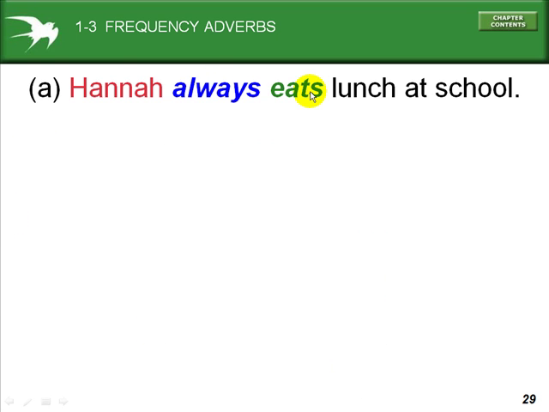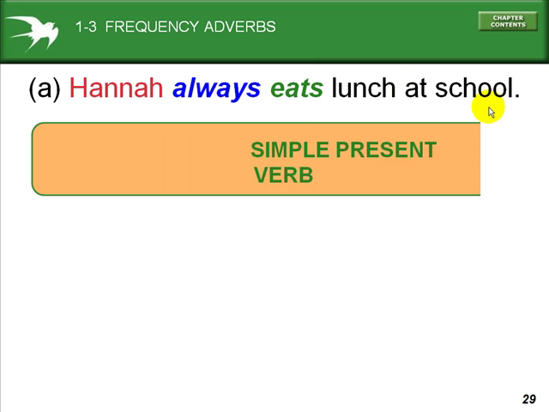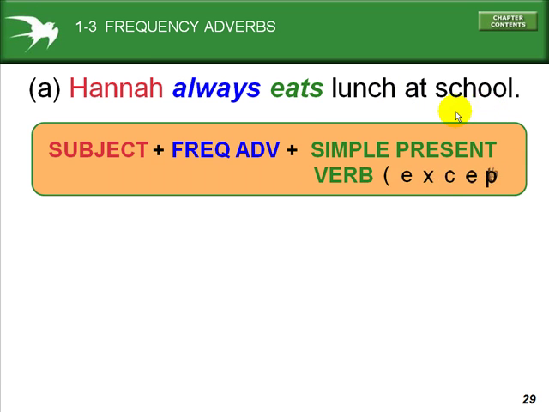Hannah always eats lunch at school. For frequency adverbs, they are placed after the subject. Hannah is the subject, a girl's name, then the frequency adverb, in this case always, and the simple present tense of the verb. Remember that you cannot use the verb to be with the frequency adverb form.